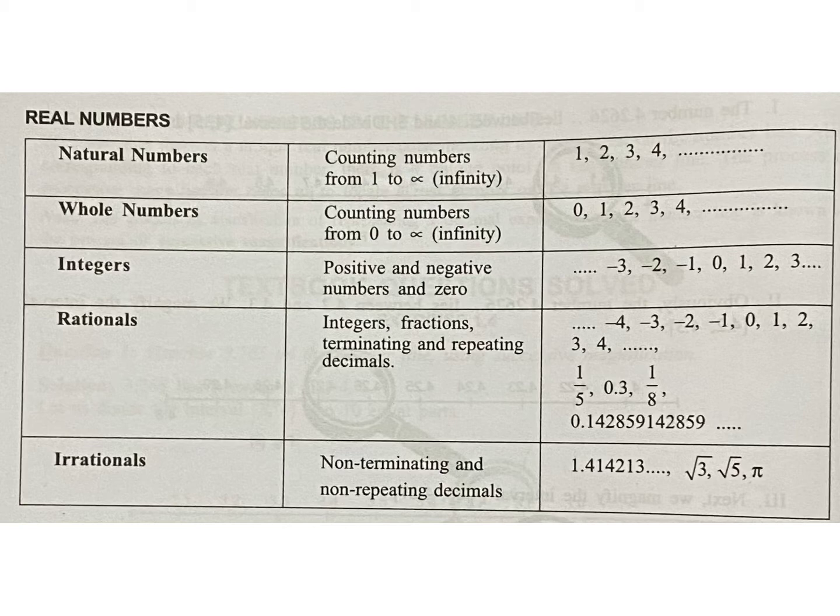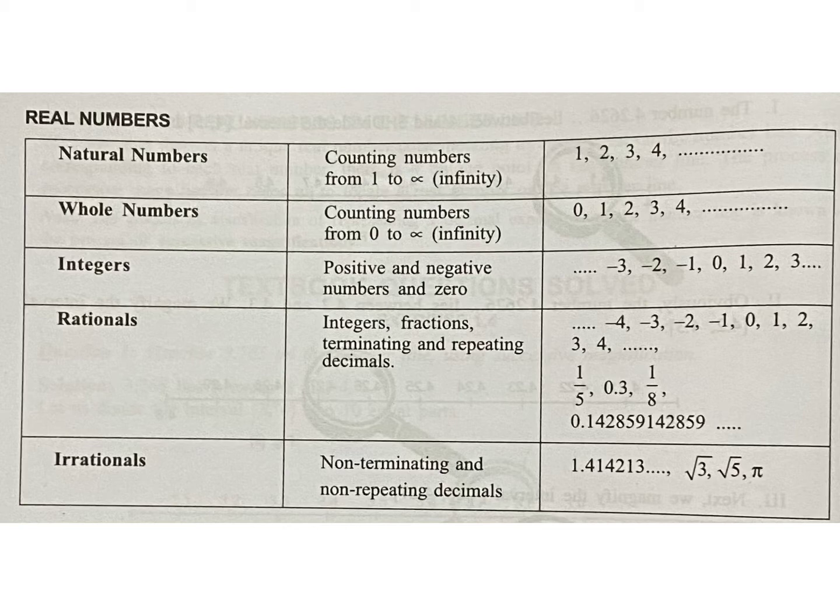Now integers. All positive numbers, all negative numbers and 0 come under the set known as integers, and it is denoted by Z. Next is rational numbers. Any number which can be represented in the form p by q comes under the set known as rational numbers. You can see the example: -4 can be written as -4 by 1, so it is a rational number. 3 can be written as 3 by 1, so it is a rational number. 1 by 5, and 0.3 can be written as 3 by 10, so it is also a rational number.